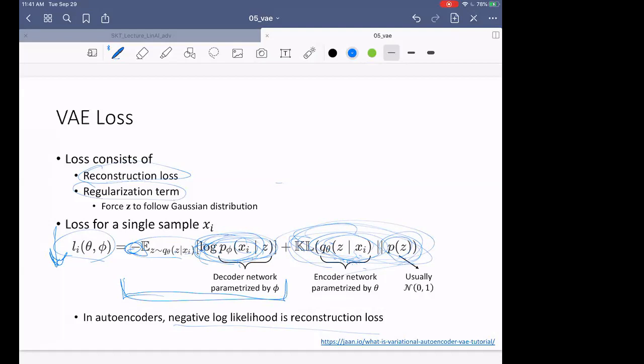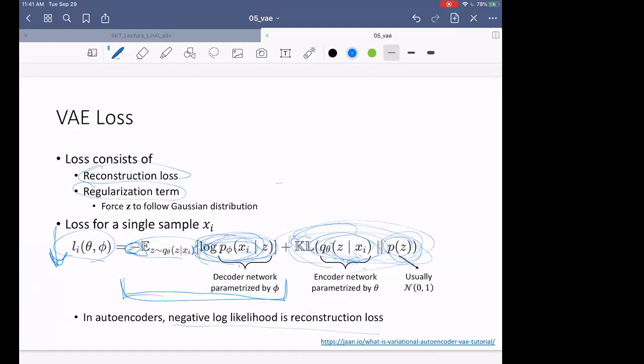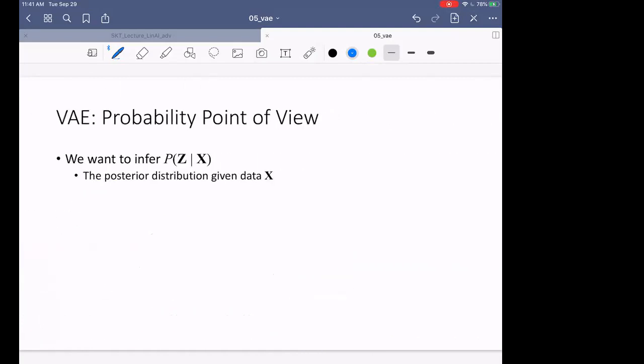Since you've learned variational inference, we can try to go a bit in depth to learn the intuition behind this derivation. So this was a neural network point of view. You just set the loss to a certain term, and then you just do gradient descent without knowing the details. You can think about it from a probability point of view as well.